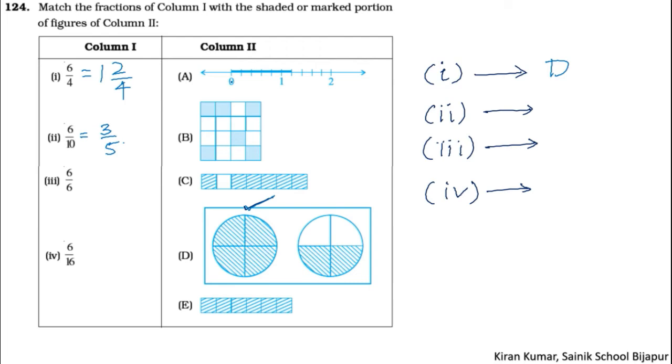Observe figure 1, figure A. Here between 1 and 0 there are 5 equal parts. So this is 5 by 5. Next is 6 by 5. Likewise, somewhere here we have 3 by 5.